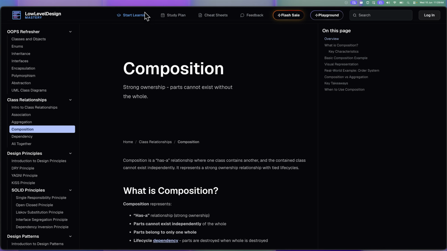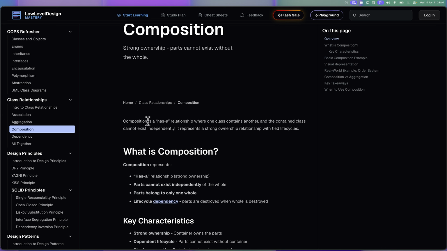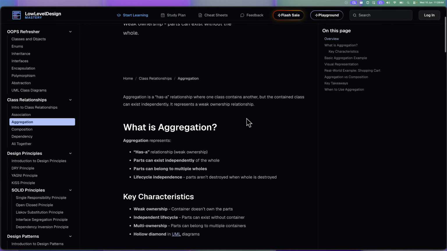Okay, so now moving on to the composition relationship. It says composition is a has-a relationship where one class contains another and the content class cannot exist independently, right? Isn't this the same as aggregation, but with only one change? If you see, in aggregation the content class can exist independently.